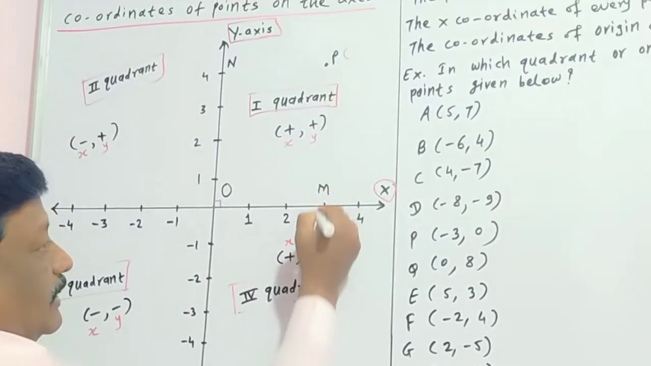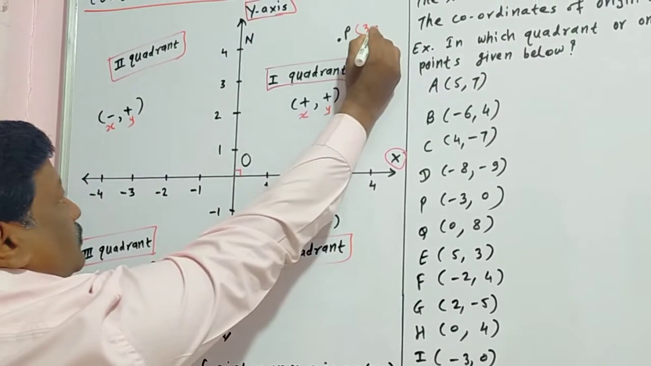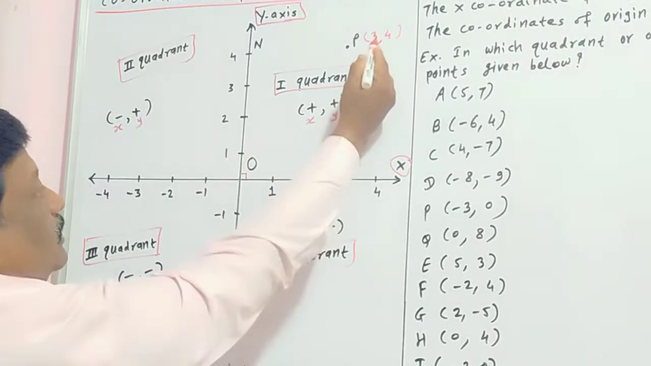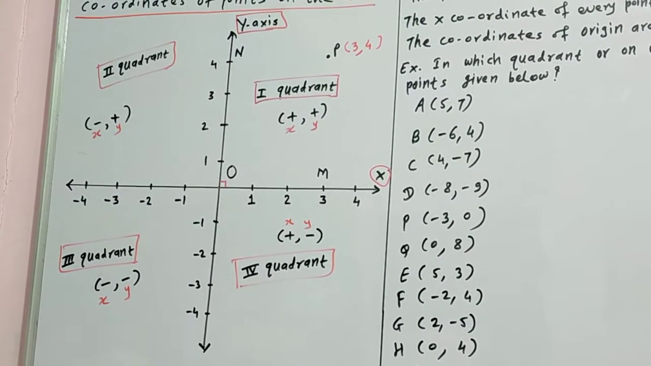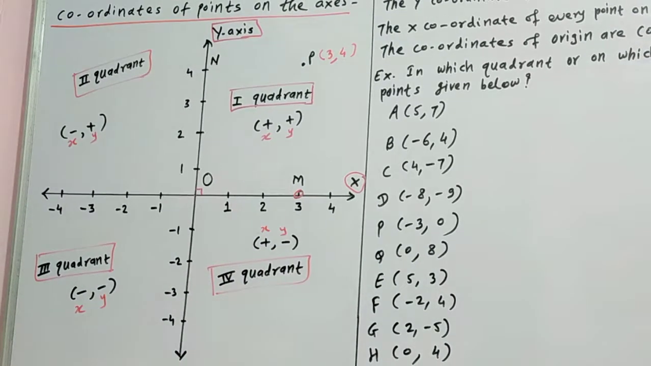Now we have to find the coordinates of point P first. If you come on the x axis, you will get 3. If you go on the y axis, there is 4. So the coordinates of point P are 3, 4. 3 is positive, 4 is positive. Both are positive.